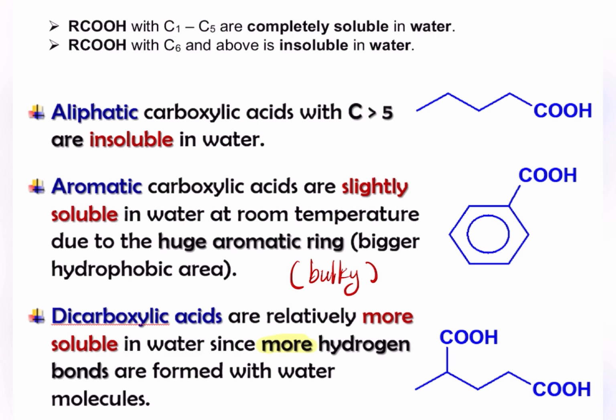I hope all of you now understand how to determine which structures of carboxylic acid, whether aliphatic or aromatic, and how their size and ability to form hydrogen bonds can affect their solubility.